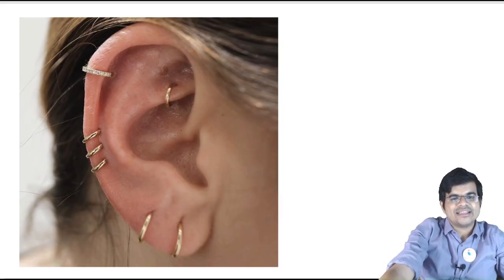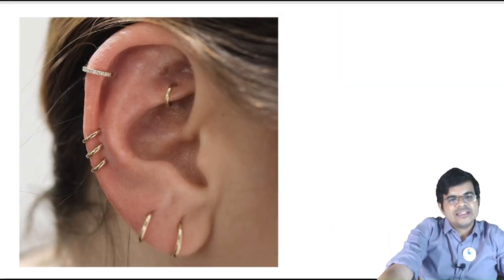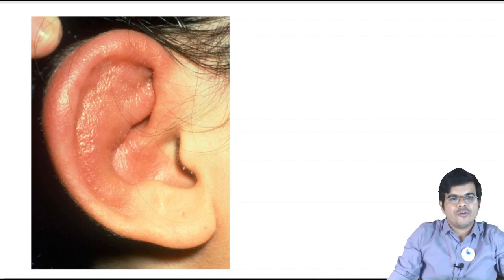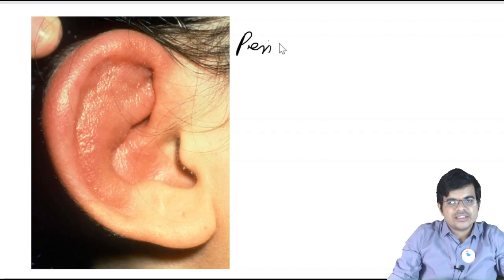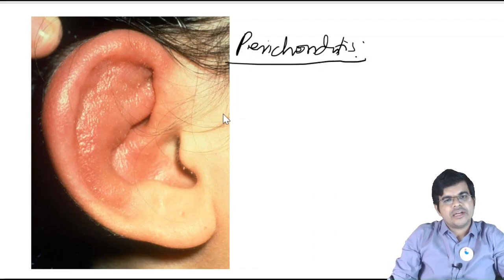And what is this infection caused by? It is caused by Pseudomonas aeruginosa, which is an obligate aerobe, and yes, this Pseudomonas aeruginosa results in perichondritis of the pinna. So the condition that you see here is pinna perichondritis.